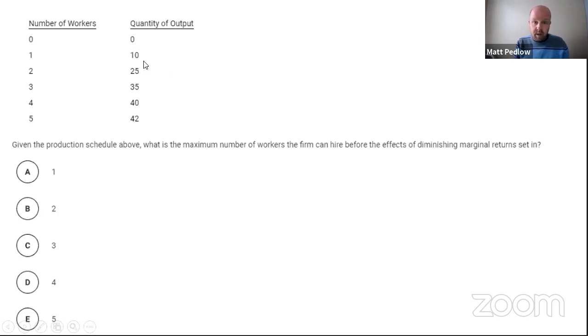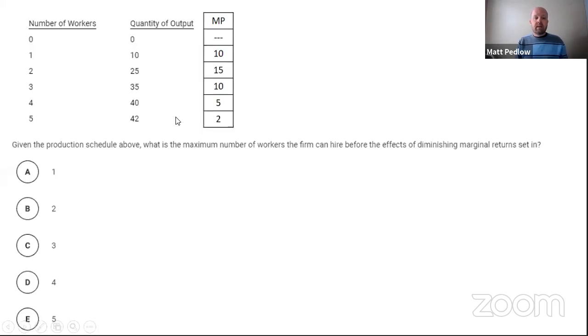You hire the first worker, they make 10. Hire the second worker, they make 15 more. Difference between 10 and 25. You hire the third worker, they only make 10 more. So the answer is, what is the maximum number before? So it'd be 2 workers. After that, diminishing marginal returns. Okay, so you just make your marginal product column. Anytime you see a column, you have time to sketch this out really quick on the AP test.